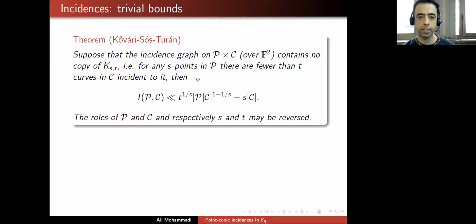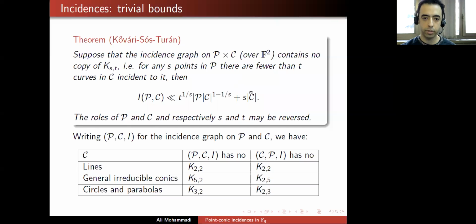And because, like I said, it's really just a graph theoretic statement, the roles of P and C and s and t could be switched. So for example, if you write I(P,C) for the incidence graph between P and C, then if you're just thinking about lines, this graph doesn't have a K_{2,2}, I(C,P) doesn't have a K_{2,2}, and I(P,C) has no K_{5,2}.